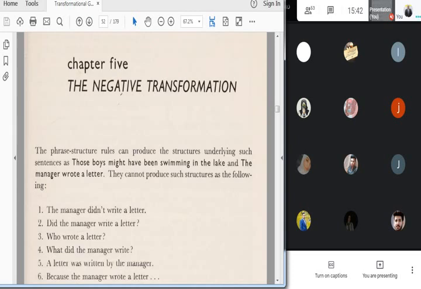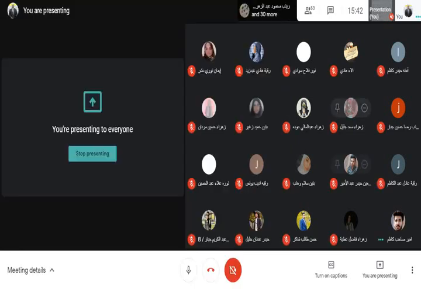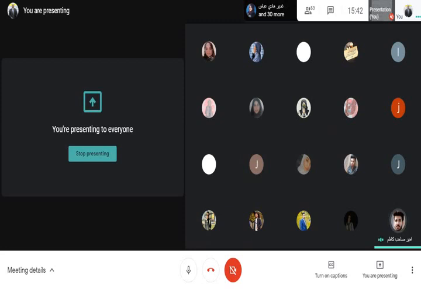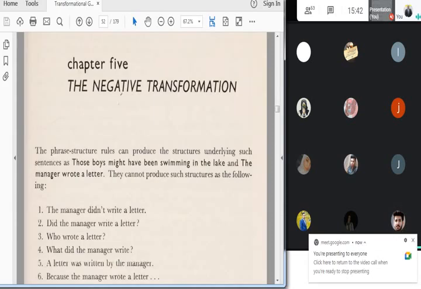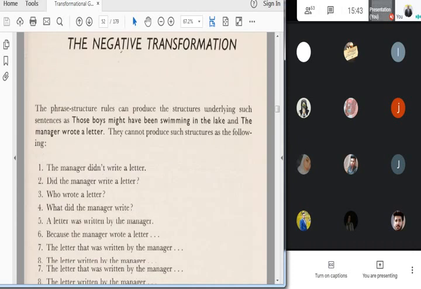"Those boys have been swimming in the lake." Okay. Those sentences could be statements. Yes, statements and affirmative. Since today we have the negative, these are affirmative sentences. So he says that phrase structure rules can produce structures that underlie, let us say, represent the affirmative sentences.